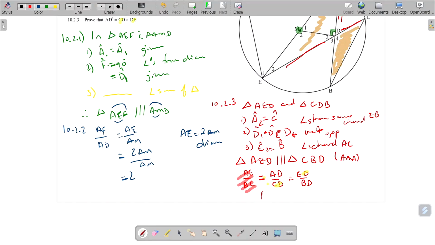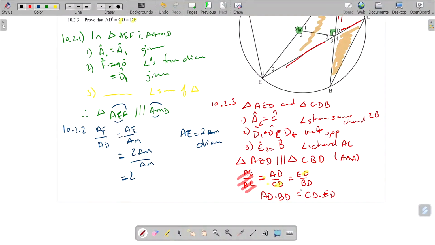So I've got that AD times BD equals CD times ED or DE, the same thing. Hold on. We said we want to get AD squared. We have the CD times DE on the right hand side, but we don't quite have the AD squared on the left hand side. But we should know that BD is the same length as AD because we've got a line from circle center perpendicular to chord.